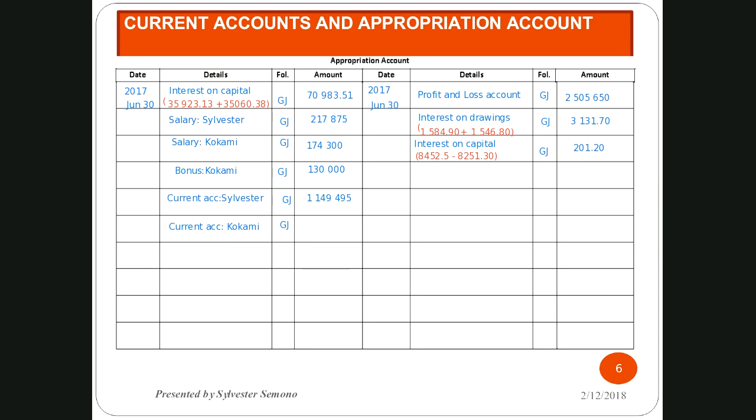I think the reason for this is because in this question they only wanted us to open the current account, but I just decided to show you the appropriation account. So appropriation account was not one of the requirements. But normally when you balance this account, we normally have the same figures, the same balance must be the same, but it doesn't matter for now. So this is how we compile our appropriation account.